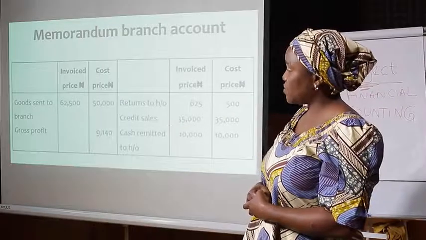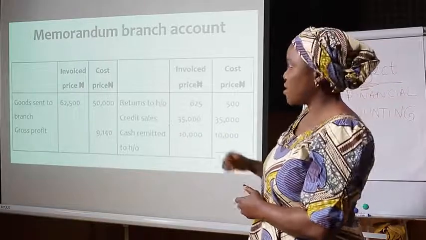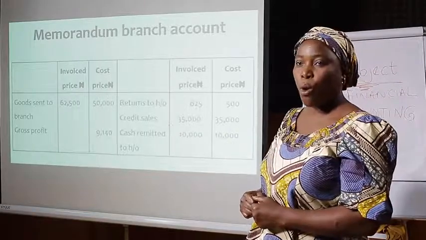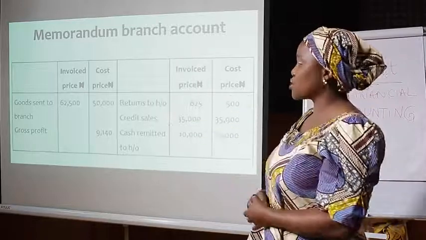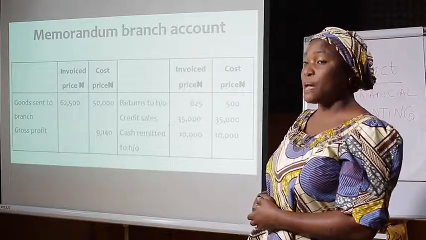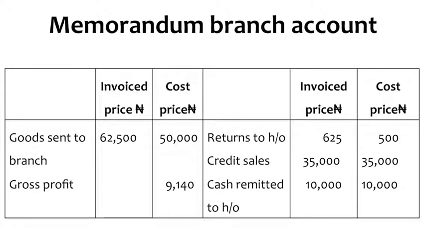When we go to the debit side of our account, this is to determine whether this trading has made gross profit or has made gross loss. And as you can see, we have made a gross profit. How do we determine our gross profit? By calculating the cost price. 500 naira, 35,000 naira, 10,000 naira.